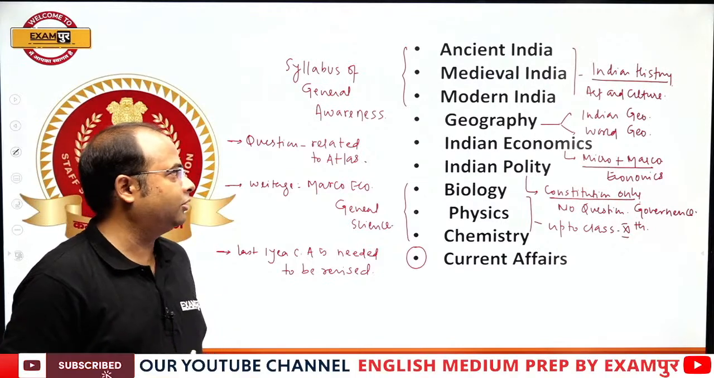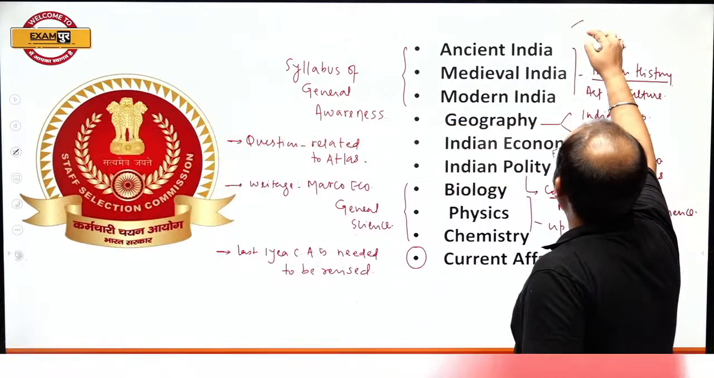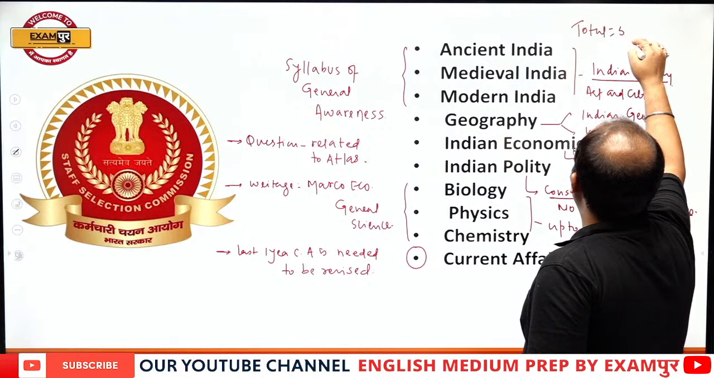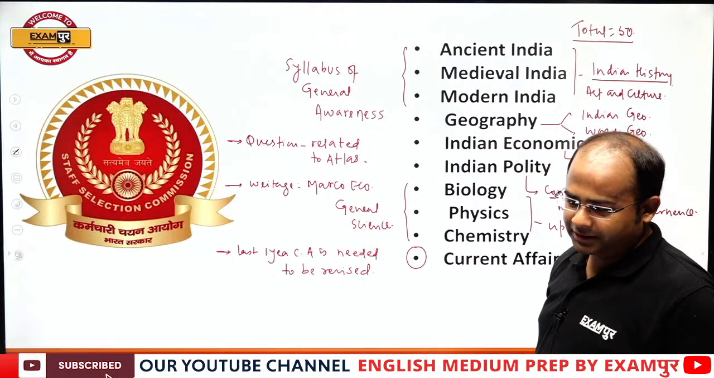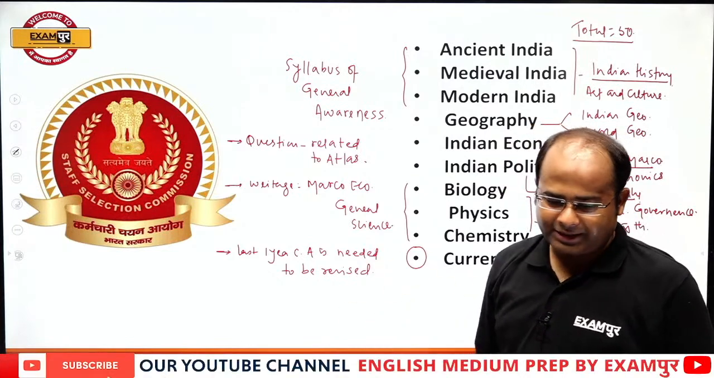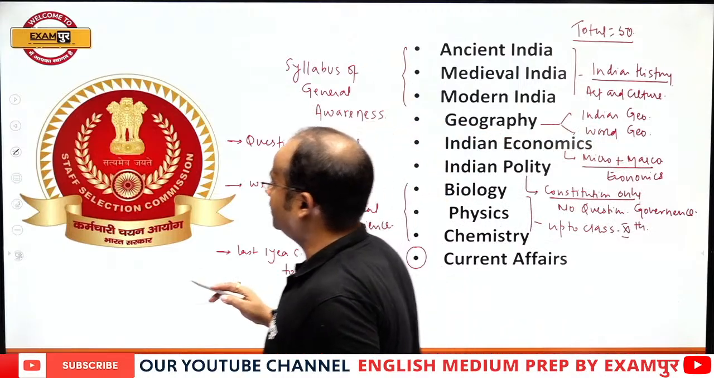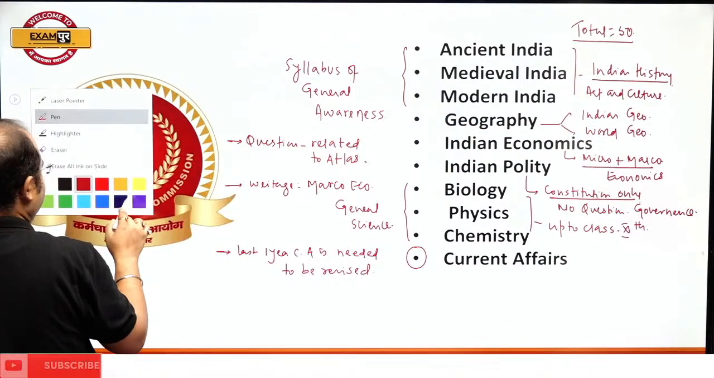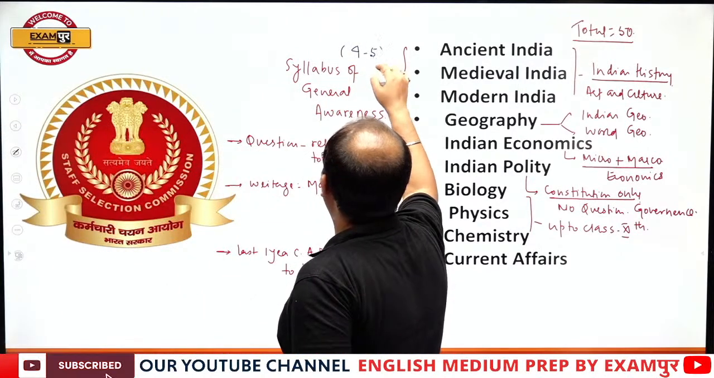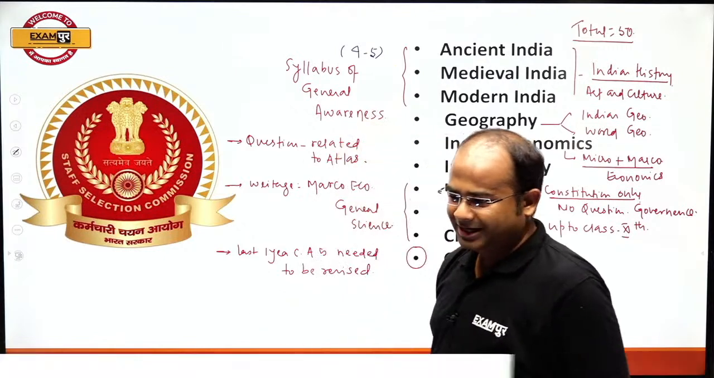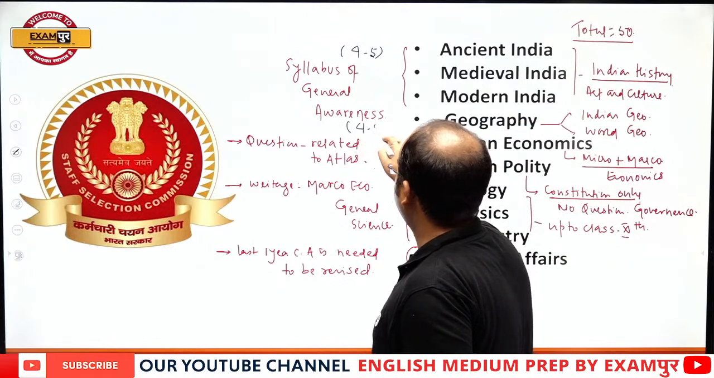Now the number of questions. Out of this we have a total of 50 questions, guys. The number of questions is not always fixed; it varies from time to time. That I am giving you is tentative data. Generally, there are around 4 to 5 questions from Indian history. Same number from geography, 4 to 5 questions.